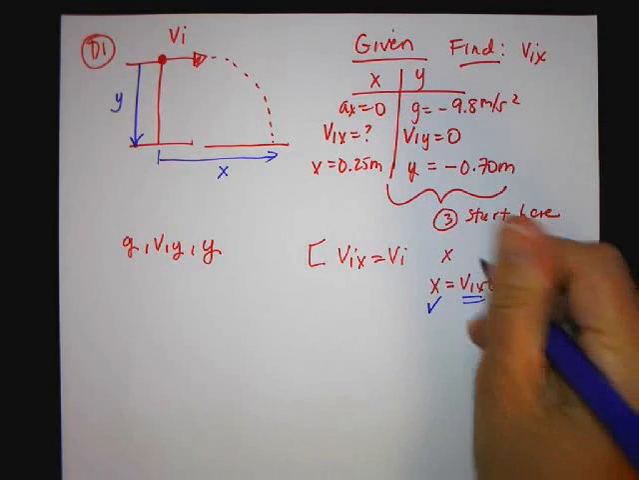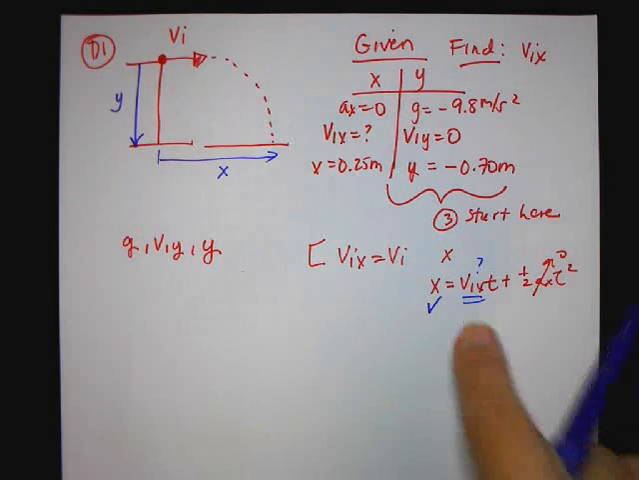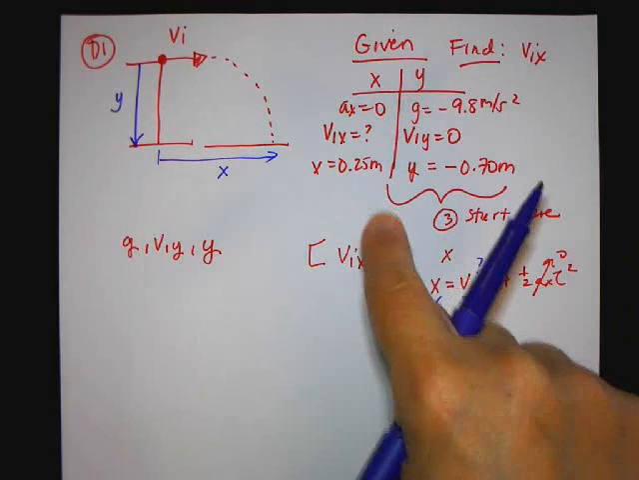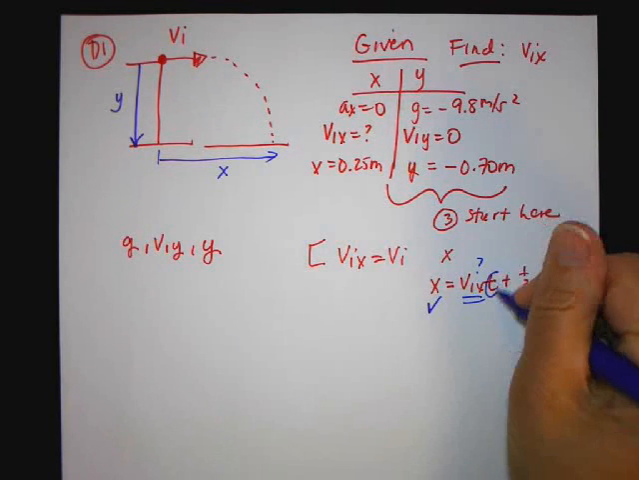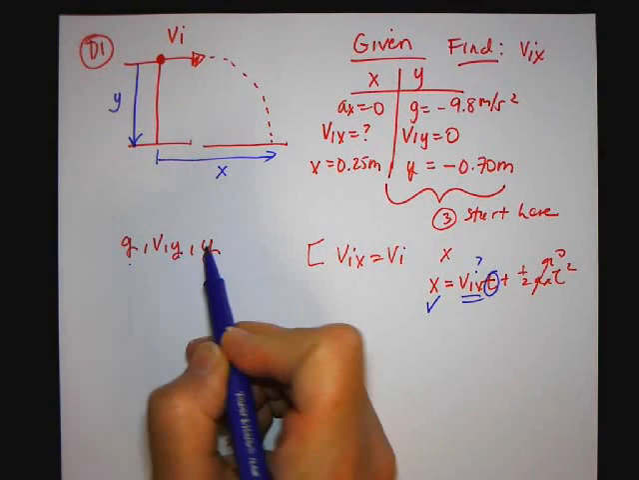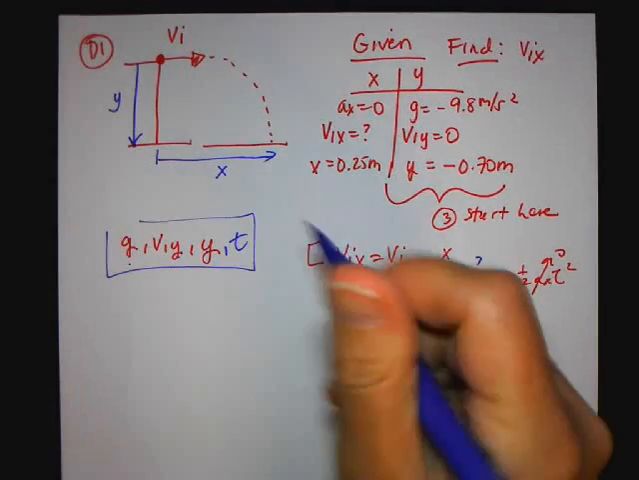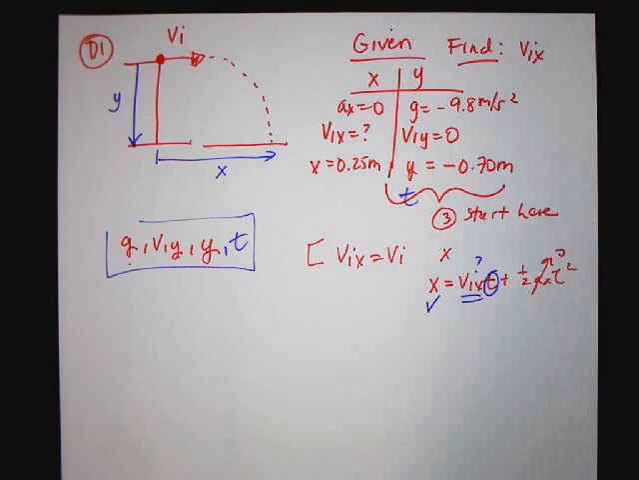So when you don't know what to do, you go to the end. I want to find Vix because that's equal to Vi, so I also need t. If I have g, I have Viy, and I have y, can I find t? Yes. So what I'll do is find t. Once I find t here, t is the same on both sides because t is scalar.